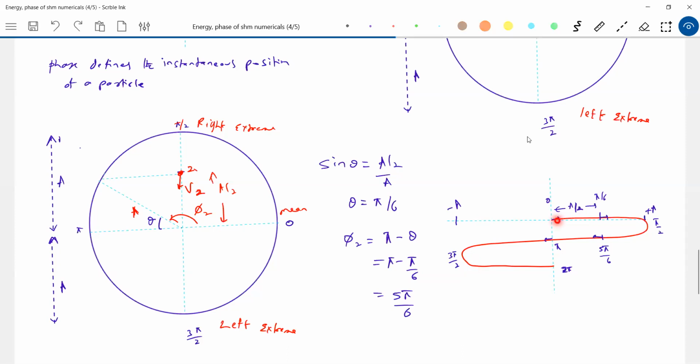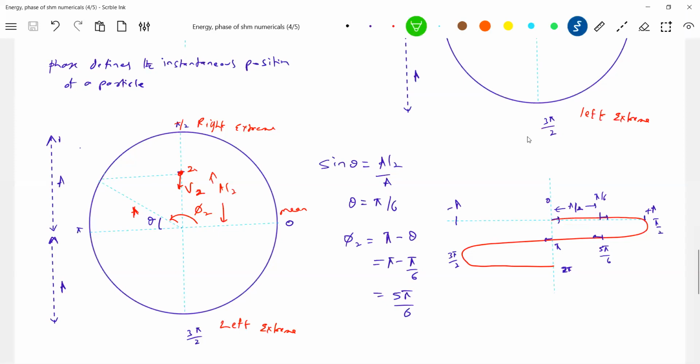Now I say that the particle has a phase of pi by 6. Immediately, can you tell me what that means? Anybody want to reply? What does it mean? The particle is on the right side of the mean position at a distance A by 2 and moving away. I say that the particle has a phase of 5 pi by 6. What do you mean by that? The particle is at a distance plus A by 2 and moving towards the mean position. I think it's very powerful, no? We are able to express so clearly.